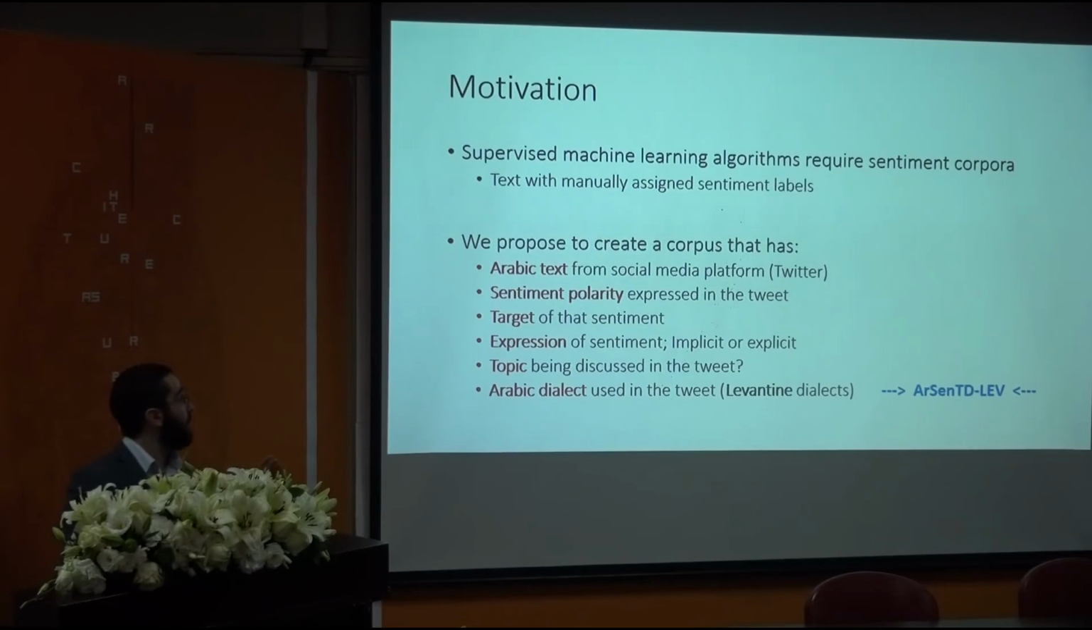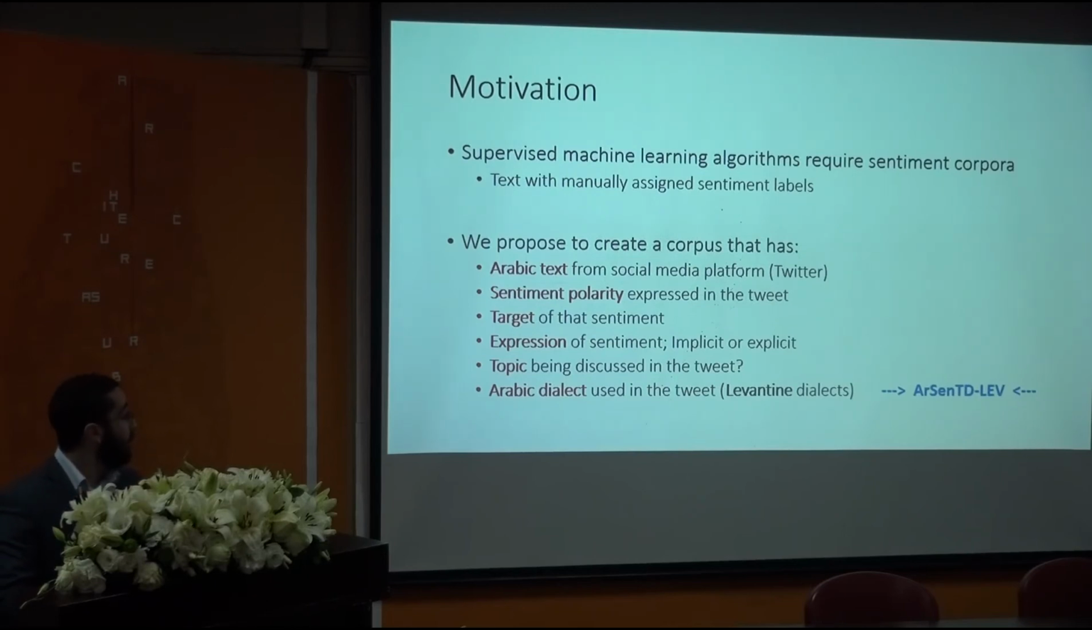This solution has been available through sentiment corpora, which are sets of text that have been manually assigned sentiment labels by field experts or by paid workers via crowdsourcing. But most of the sentiment corpora that were released only targeted sentiment or topic, or some other domain like POS tags. They never combined them together. So in our research, we propose to create a corpus that has Arabic text retrieved from Twitter.